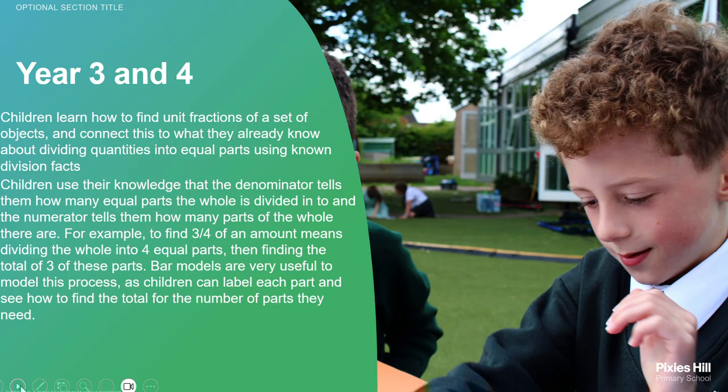For example, to find 3/4 of an amount means dividing the whole into 4 equal parts, because your denominator is 4, then finding the total of 3 of those parts. Bar models are very useful to model this process, as children can label each part and see how to find the total for the number of parts they need.